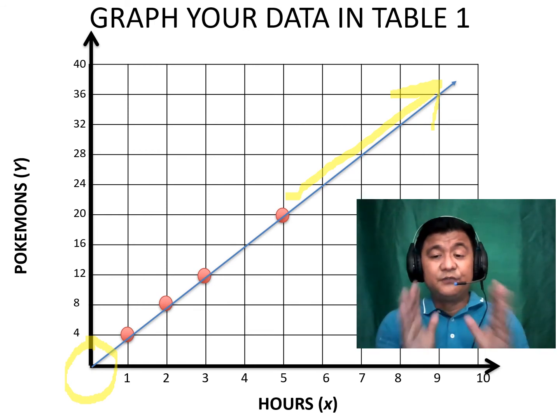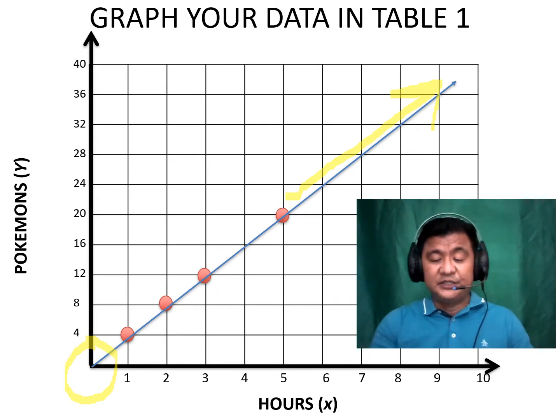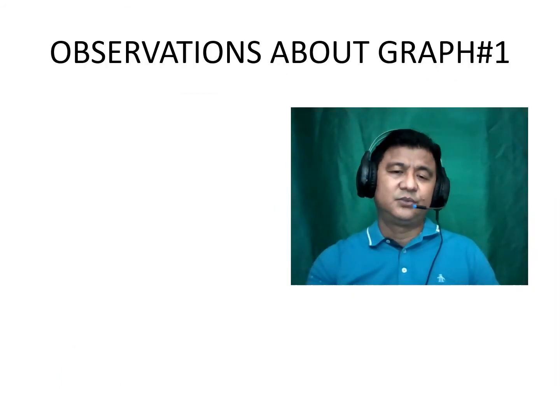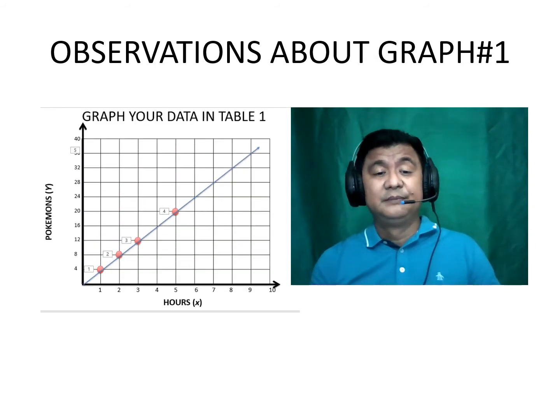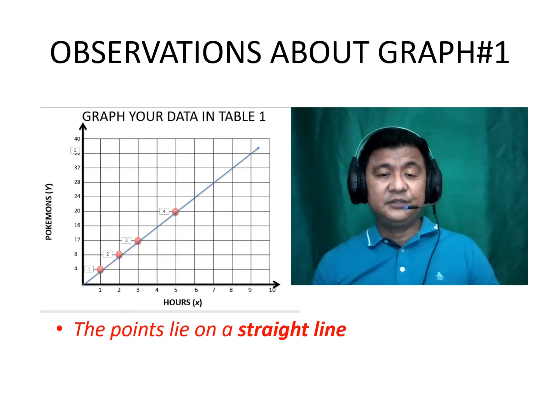Guess what? If your graph looks like this, you can say it is a proportion. There is a proportional relationship between the Pokemons and the number of hours. Let's write down our observations. What did we observe from that graph? Number one, the points are in a straight line.